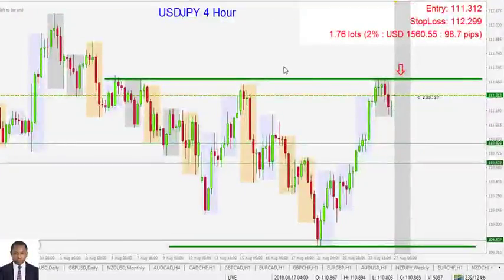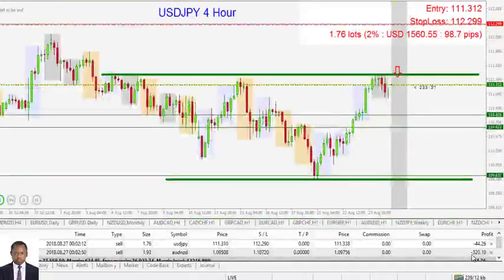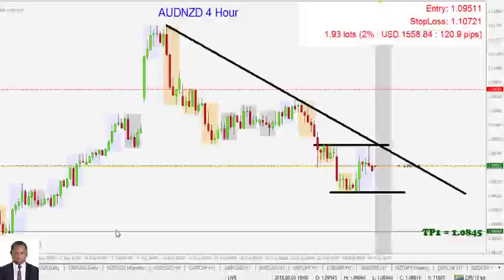Let me see. Took the trade already. Swap is still very high. I'm sure it's going to die down with time. All right, so that's it.